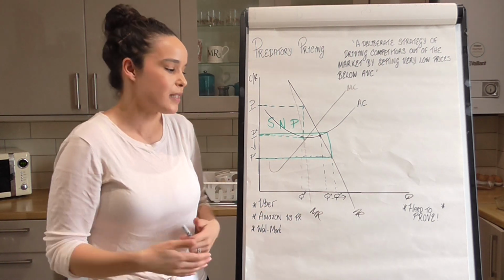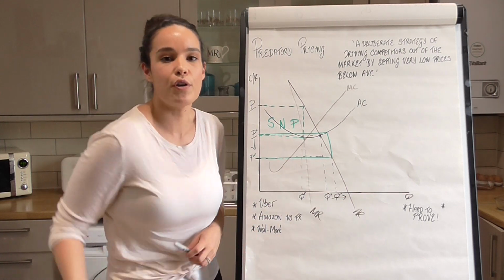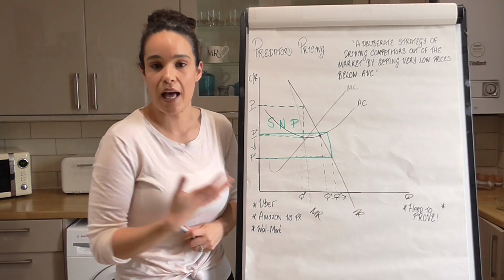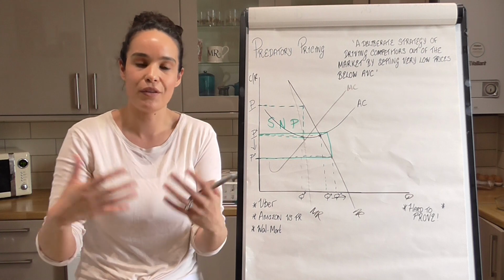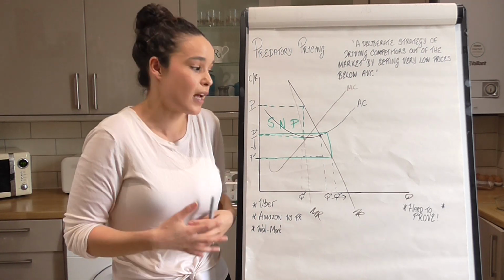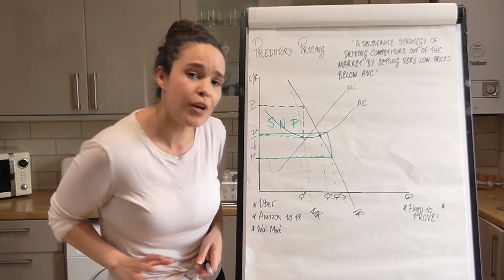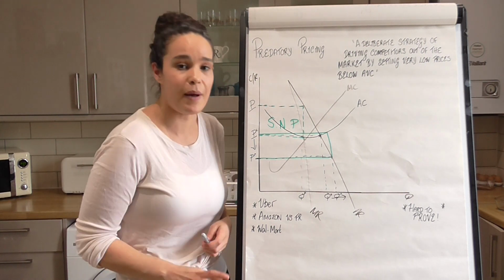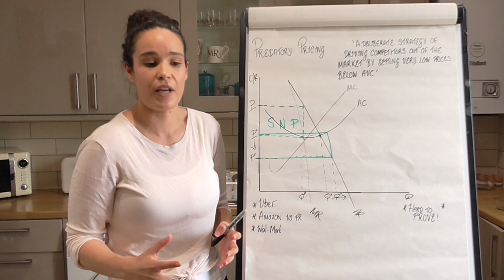So Tesco might decide to use predatory pricing to push Aldi or Lidl out of the market, a firm that's gaining a lot of market share very quickly. They might feel intimidated by that and decide to switch to predatory pricing, try and push them out of the market, so that they can sustain their market share.